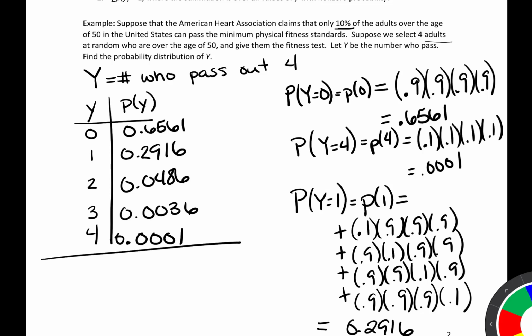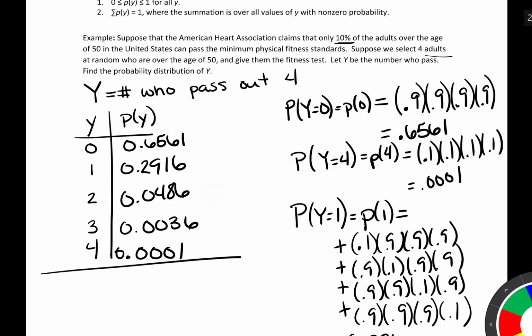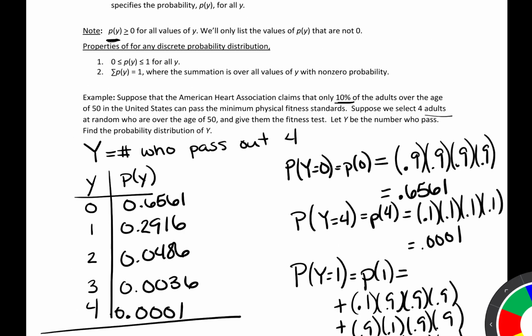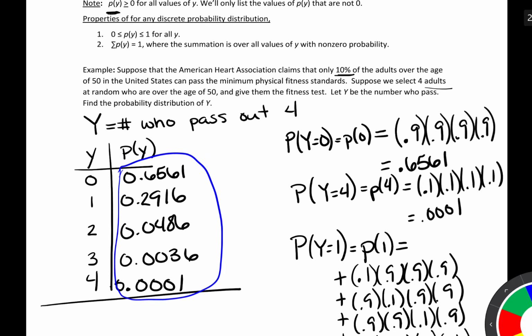Now, one thing to notice is that in order to be a valid probability distribution, we've got these two properties up at the top. All of the probabilities have to be between 0 and 1. So if we come down to our table, notice that all of our probabilities are between 0 and 1, so that is satisfied. And then we also need to double check that they all sum to 1. And if you add all of these up, they do sum to 1. So we have a valid probability distribution.